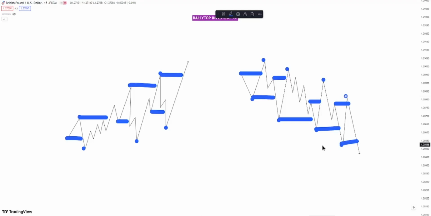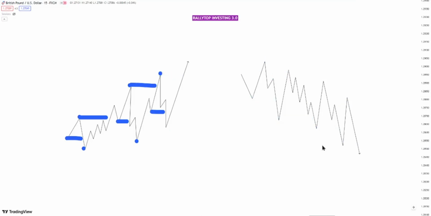So this is the way for you to understand your highs and lows. Your strong lows, weak highs in a bullish structure, or strong highs, weak lows in a bearish structure. Very simple concept, guys. I hope you understand that.